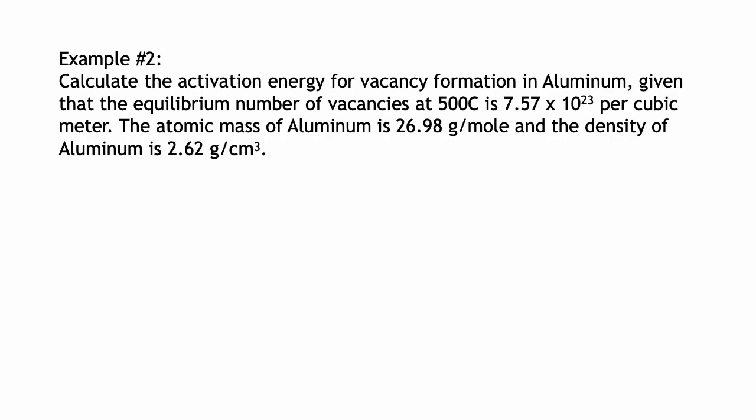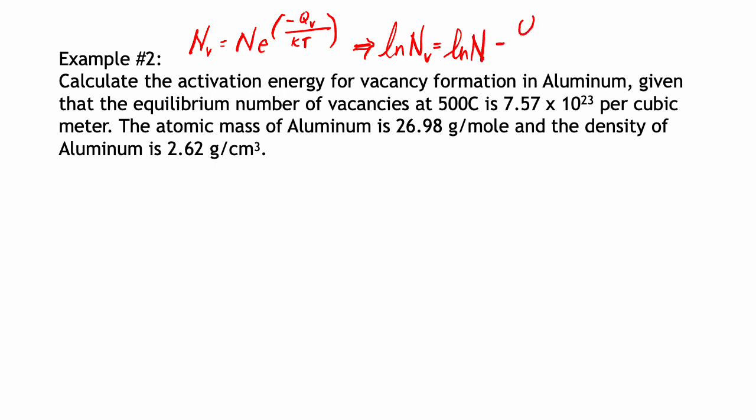In this case, we are not given Q sub V. We're going to solve for it. And in order to do that, we're going to have to manipulate my equation. So I have that equation, N sub V is equal to N e to the minus Q sub V over KT. And I can rewrite that equation to say that the natural log of N sub V is equal to the natural log of N minus Q sub V over KT. In this format, it'll be much easier to solve for Q sub V.